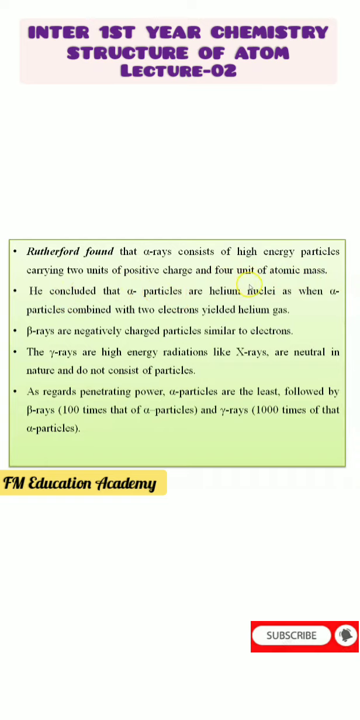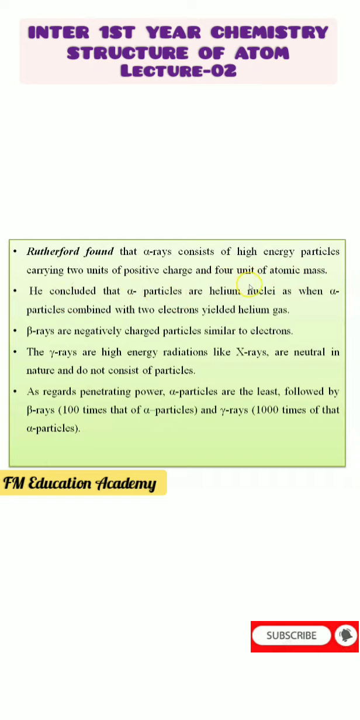Rutherford's famous alpha particle scattering experiment is in this figure. A stream of high energy alpha particles from a radioactive source is directed at a thin foil made of gold, of 100 nanometers thickness.